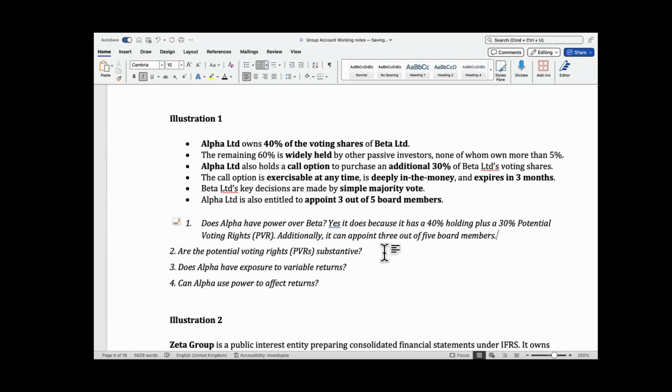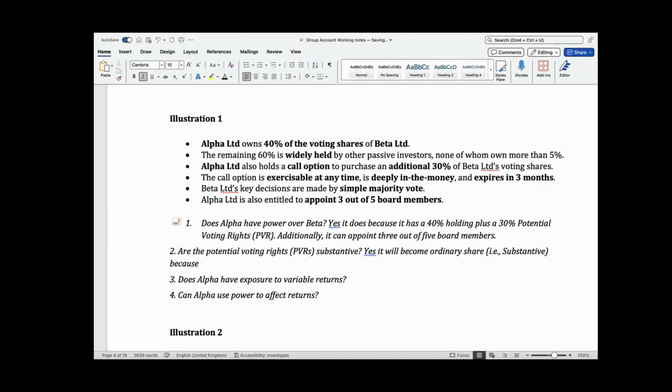Are the voting rights substantive, meaning that will it crystallize? Yes. It will become ordinary shares. That is substantive, because it is attractive to exercise the option.